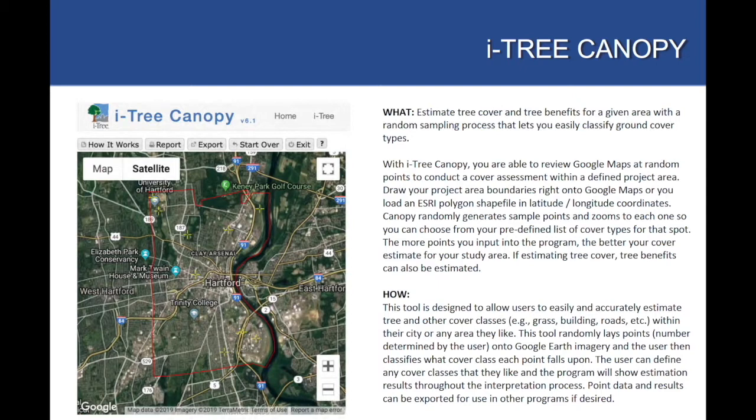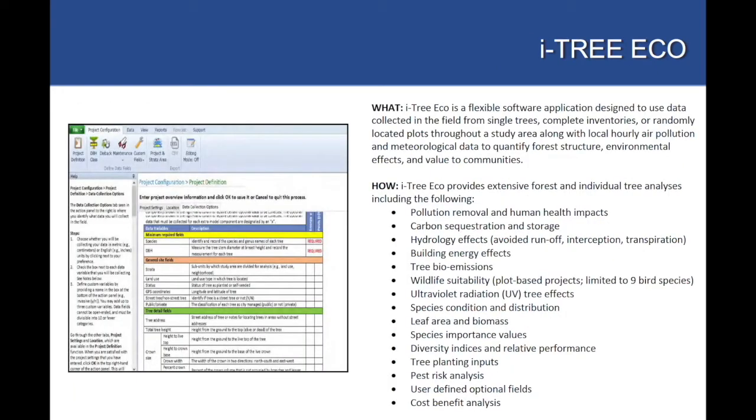I use all of those, and it depends on the situation and how much time and effort you want, if you want to do a quick analysis or you have time for a more detailed report. So here's the one that you're probably going to want to use for your analysis if you're doing a street tree inventory. It's iTree Eco, and we can look at a single tree, we can look at a complete inventory, or we can do randomly selected plots.